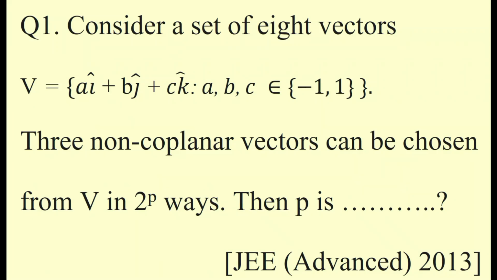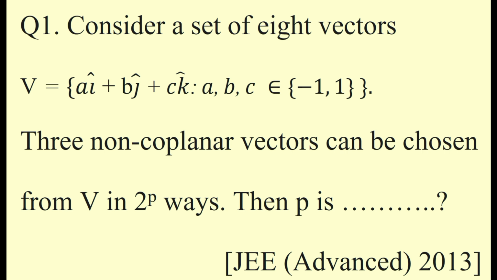Hello students, here's a question from JEE Advanced 2013 which says: consider a set of 8 vectors shown by the set V as shown, in which a, b, c belong to the set containing 1 and minus 1. Now 3 non-coplanar vectors can be chosen from this set V in 2 to the power p ways. Then the value of p is what we need to find.